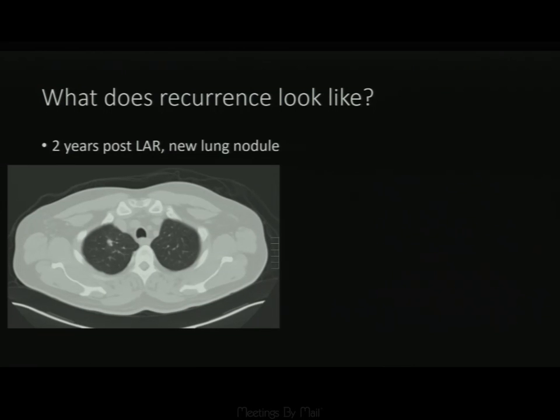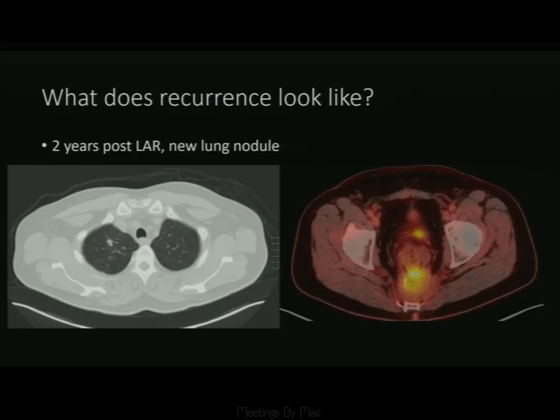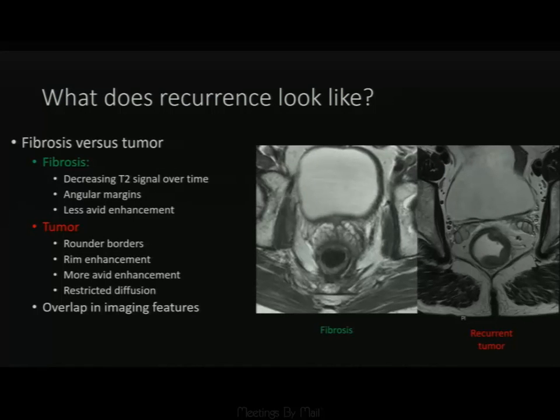Here was a patient 2 years post-LAR with a new lung nodule. They got a PET-CT to evaluate the lung nodule. At the same time, they saw uptake in the rectum, and this was a local recurrence as well as metastatic disease. So if we're looking at these areas on MR, it's important to try to differentiate fibrosis from tumor.